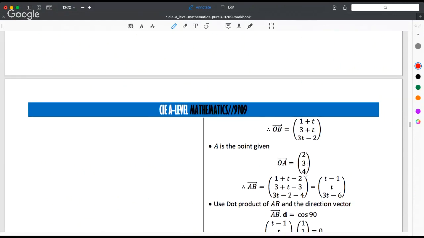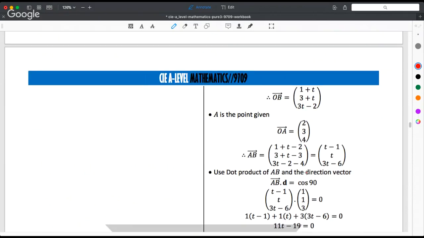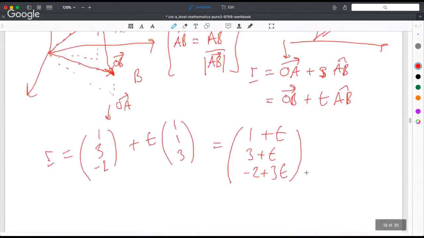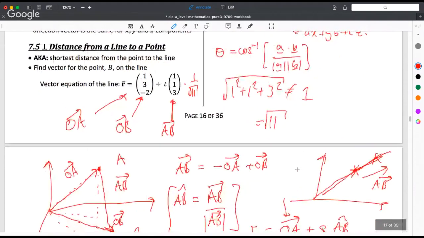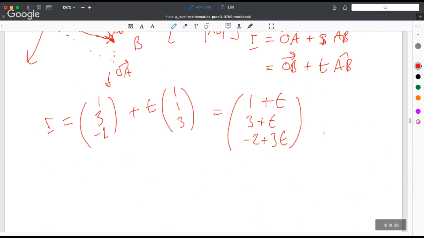So if A is this, then wait, are these two different lines they're talking about? Oh, so let me reread the question. I might have been understanding this differently. Distance from a line to a point. Yeah, okay. So this must mean the distance from a point on the line to a point. Sorry, the way they've done this now is the point B is no longer on the line. Oh wait, find the vector point. So sorry, B is on the line. A isn't on the line. Right. Oh, sorry, I know what they mean.